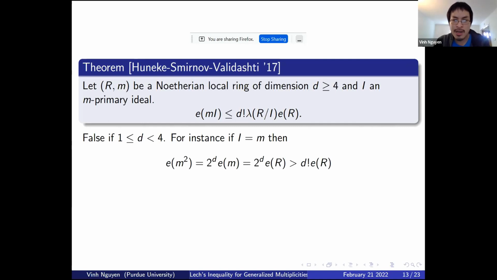Okay, so I just want to point out that when the dimension of the ring is too small, it's just false. And the counterexample is when I is equal to the maximal ideal. So the multiplicity of m squared is 2 to the d times the multiplicity of m. So then we have to compare 2 to the d with d factorial. And when d is strictly smaller than 4, 2 to the d is bigger than d factorial.